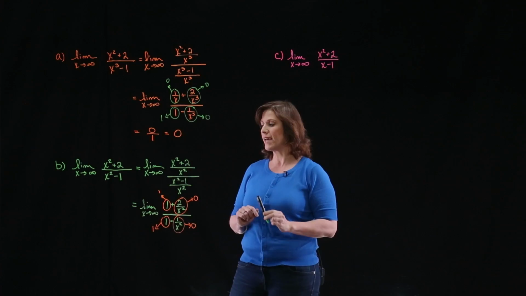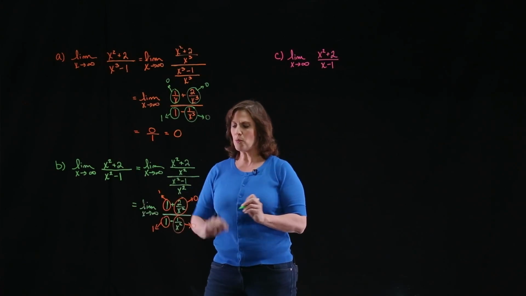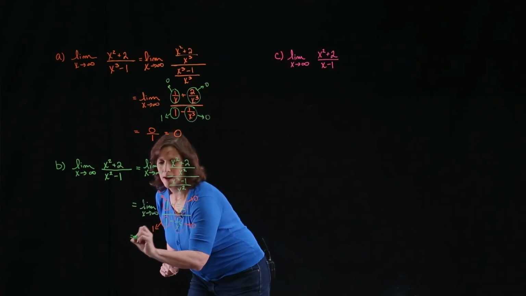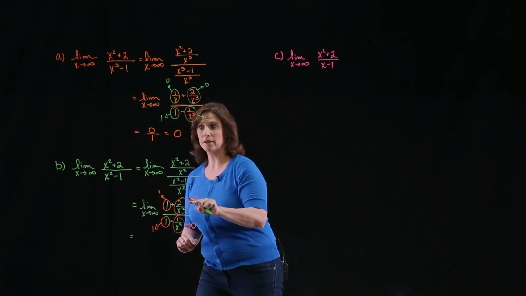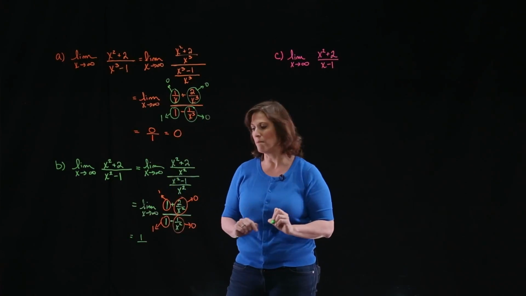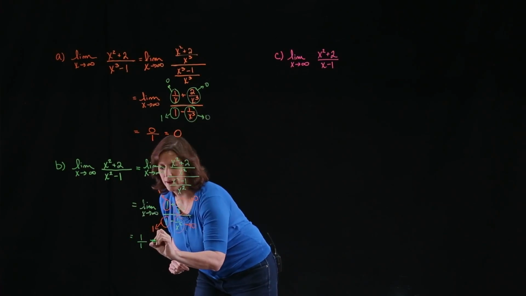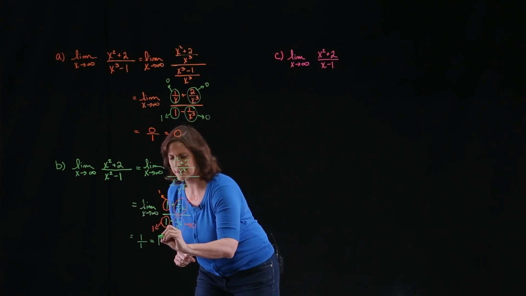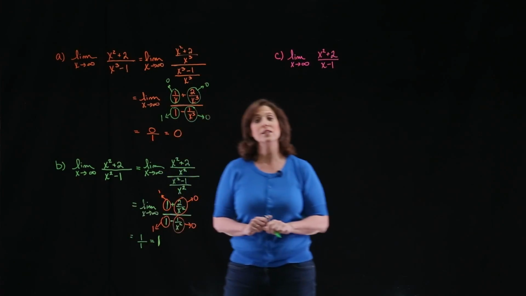All right, so what does that tell me? Well, in the numerator, I'm getting closer to 1 plus 0, which is 1. And in the denominator, I'm getting close to 1 minus 0, which is also 1, which means that this limit is 1.